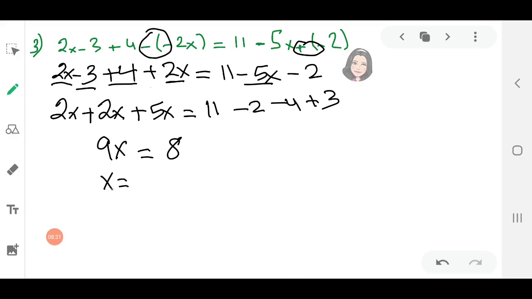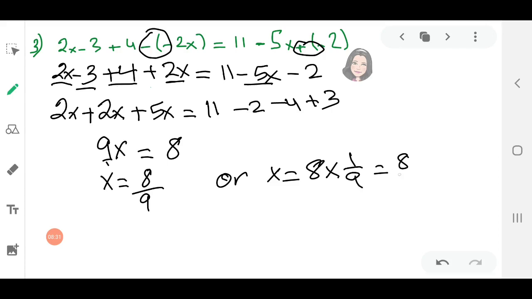So x is going to be equal 8 over 9, or this is equal to 8 times the reciprocal of 9 over a hidden 1. That's a 1 out of 9, which will be 8 over 9. It's the same answer, but this way, of course, is easier.